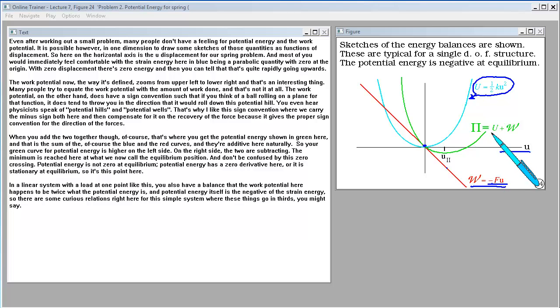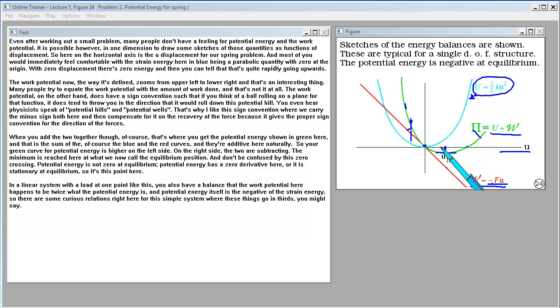When you add the two together, that's when you get the potential energy shown in green here. That is a sum of, of course, the blue and the red curves, and they're additive on the left, so your green curve for potential energy is higher on the left side. On the right side, the two are subtracting. The minimum is reached here at what we now call the equilibrium position. And don't be confused by this zero crossing. Potential energy is not 0 at equilibrium. Potential energy has a 0 derivative, or it is stationary at equilibrium. So it's this point here.